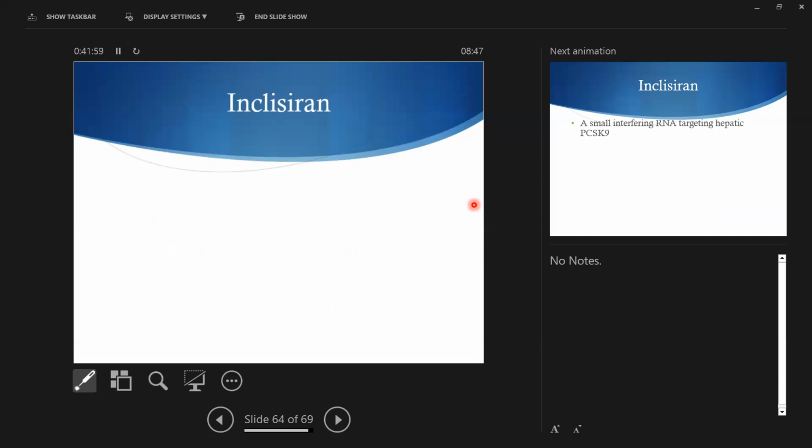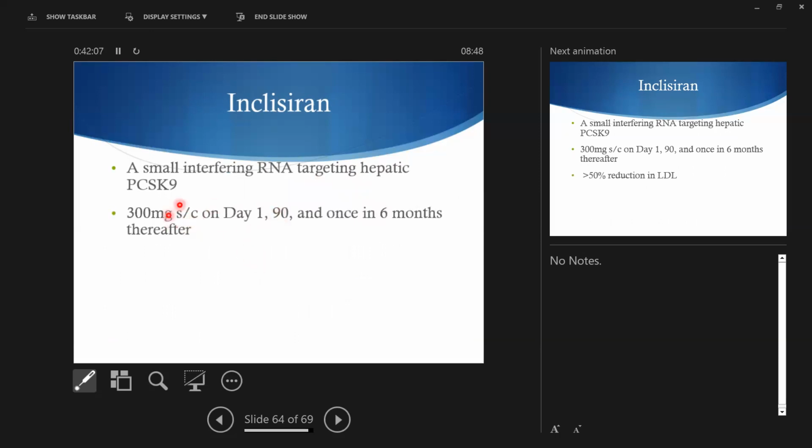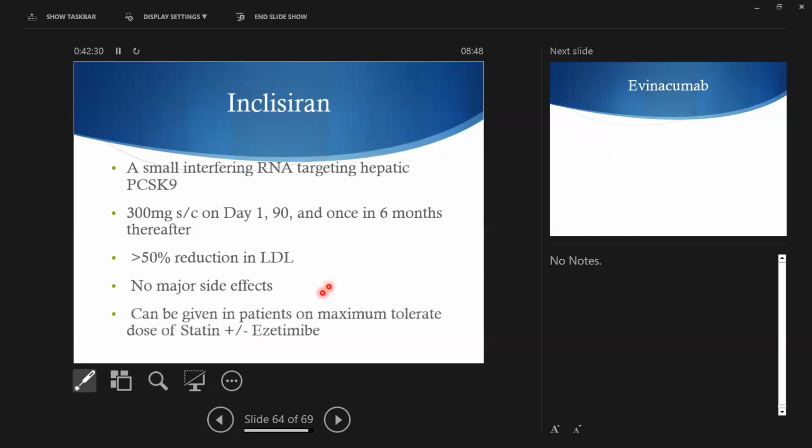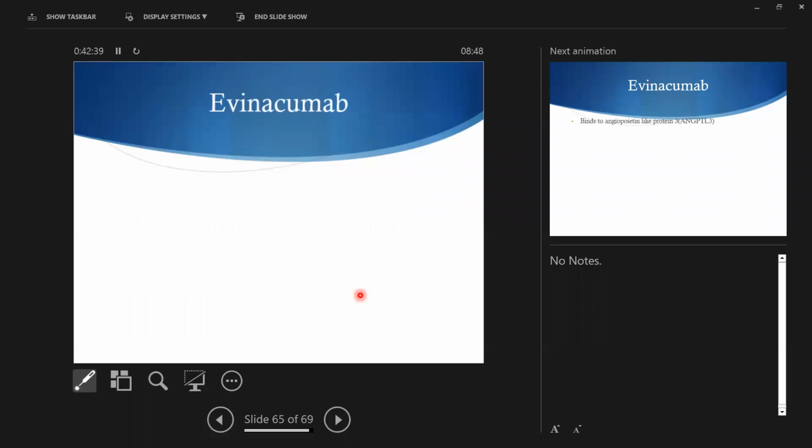There's another new drug, inclisiran. It's a small interfering RNA targeting hepatic PCSK9. It is effective as subcutaneous injection on day 1, then second dose after 3 months, and once in 6 months thereafter, in a dose of 300 milligram. It's very expensive. I think it's not available in India. It's imported only. One dose may cost around 2 lakhs rupees. It again produces more than 50% reduction in LDL, and it doesn't have major side effect. Can be given in patients on maximum tolerated therapy, just like other PCSK9 inhibitors. It's again similar action. It can be given add-on to statin plus ezetimibe.